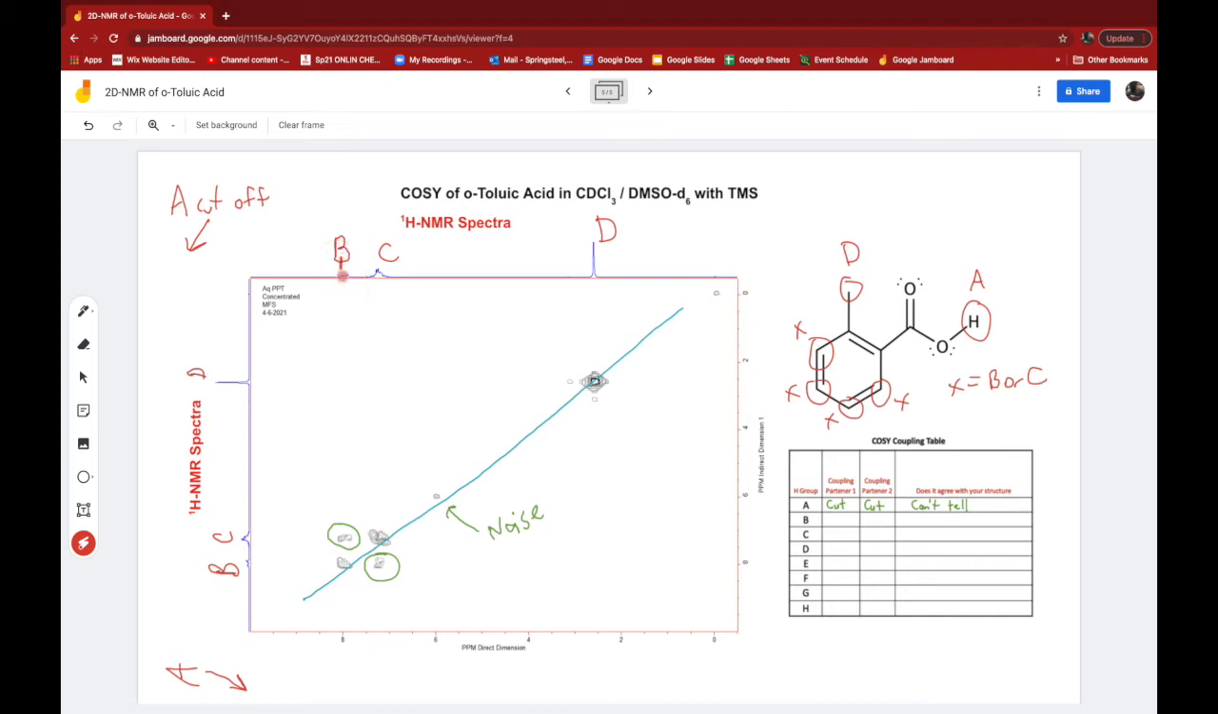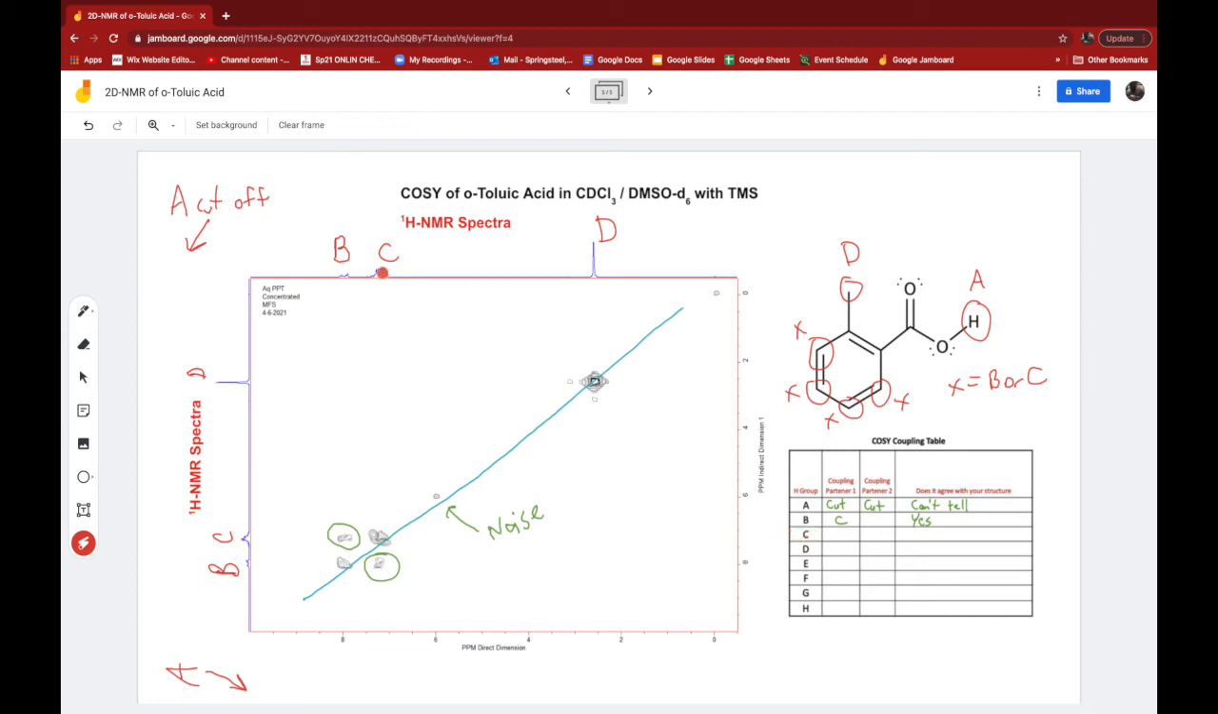Okay, so B. Here, as I come down, it does have a correlation off of the axes. It correlates to C. See that? B comes across to C. So B couples to C, and that's the only correlation it has. It doesn't have a correlation to D, so it's done. B goes to C. And does that agree with our spectra? Yes, because B is one of these X's. So let's say this is B. Then that could be C, because they couple, right? They're within the bond lengths. So does it agree with the spectra? Yeah, sure does.